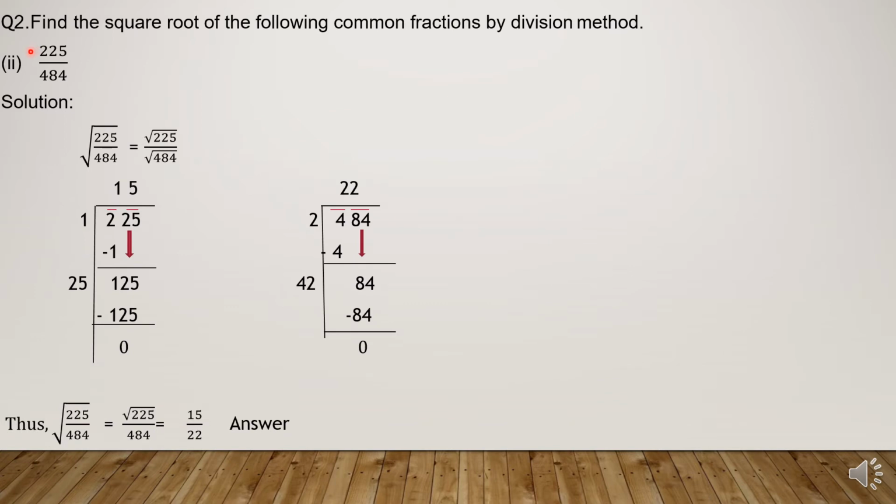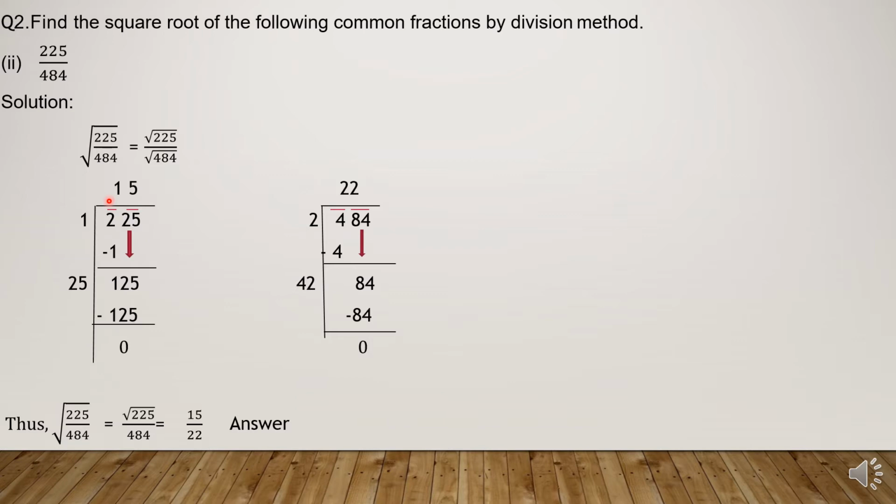Now question number 2, part number 2: 225 divided by 484. The same question, we have to find the square root of this fraction. Let's start the solution. First of all, we will rewrite our question, 225 divided by 484. Now we have to find its square root, so we will put the square root sign on it. In the next step, we will separately put the square root sign on the numerator and denominator. Then first we will take the square root of 225 and then the square root of 484.